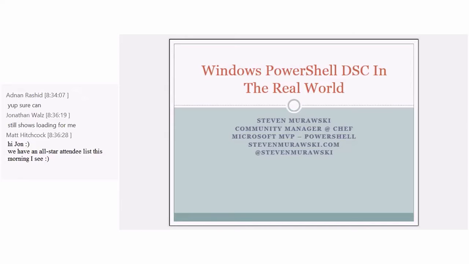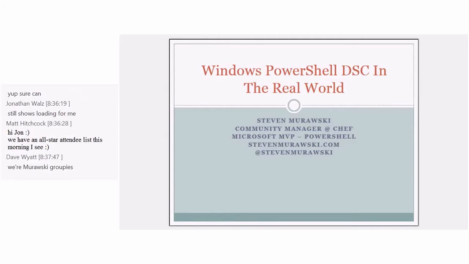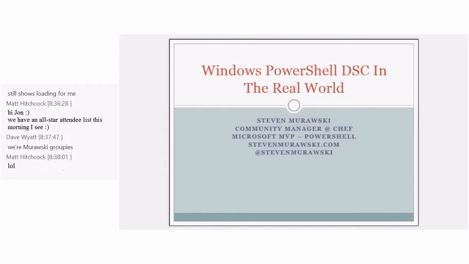So just a little bit about me. I am a community manager at Chef as of a couple weeks ago. Prior to that, I was a sysadmin on the site reliability team at Stack Exchange, which is where I got to do a lot of this desired state configuration stuff. I'm a Microsoft MVP in PowerShell, and you can find me at my blog, stevenmurawski.com, or at Steven Murawski on Twitter. I'm kind of all over the place, so you can find me out on the intertubes somewhere.